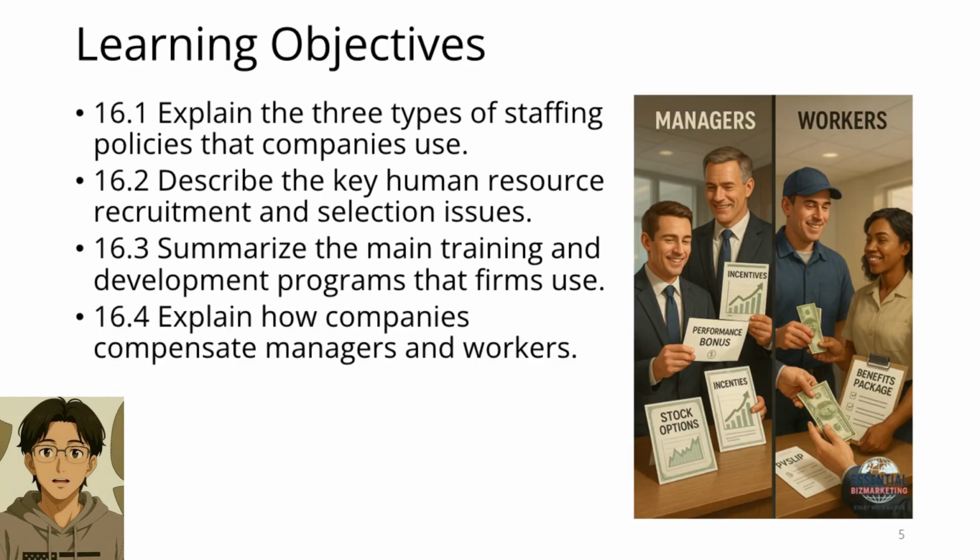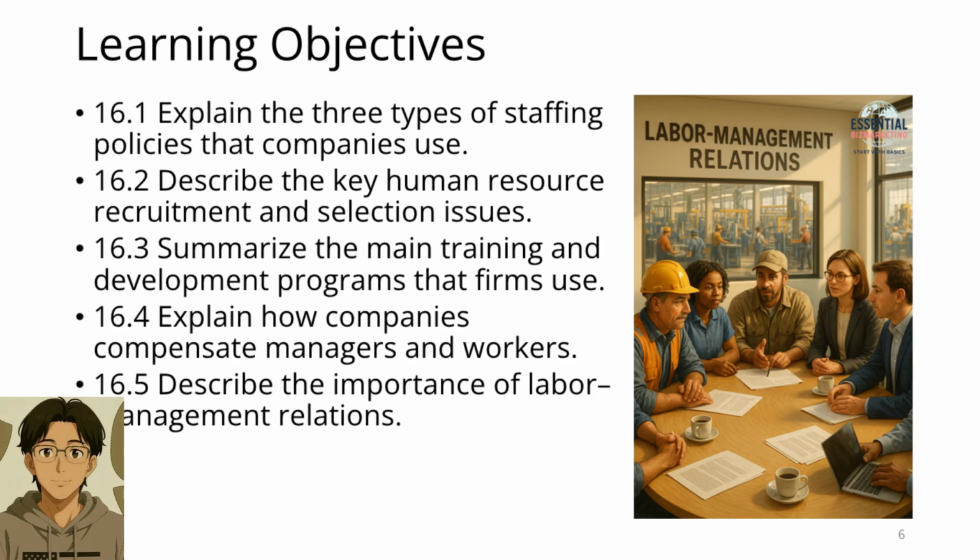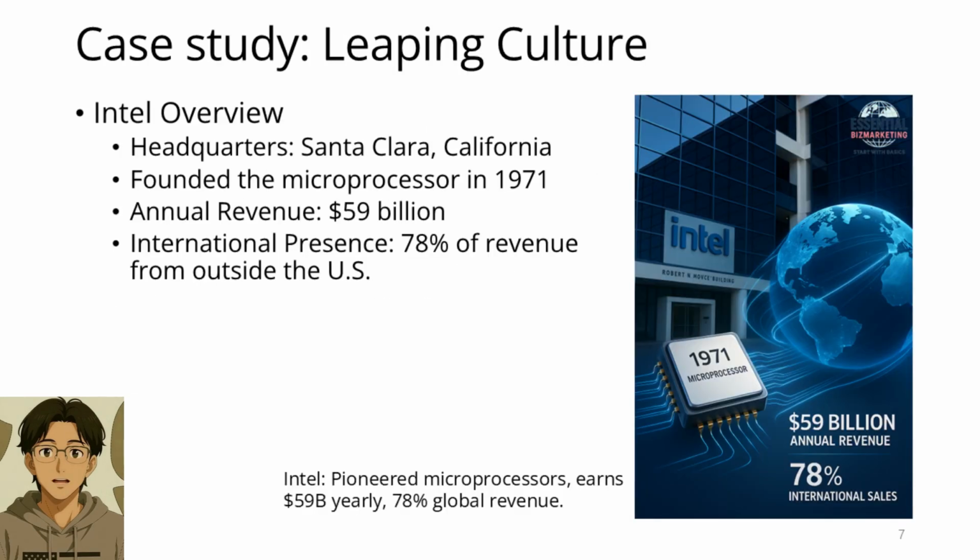We'll also explain how companies compensate managers and workers. Compensation strategies must account for cost of living differences, hardship allowances, and various legal and economic conditions. Finally, we'll describe the importance of labor management relations. These relationships are influenced by national culture, union strength, and local political systems, and they play a vital role in organizational performance. This case examines Intel's global human resource challenges.